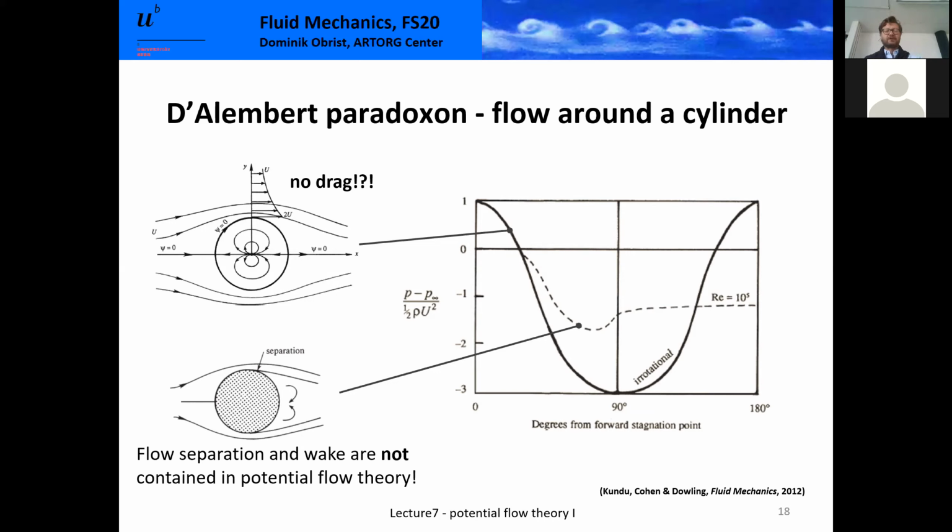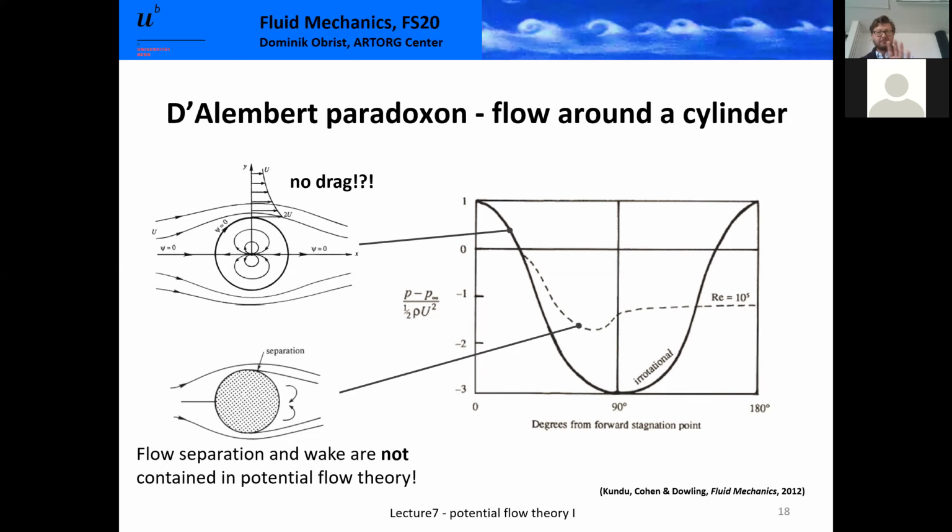It's not just like that for the cylinder. You can show mathematically that for any closed object, drag is always zero, which is of course completely wrong, right? We all know that. And that is one of the big drawbacks of potential flow theory. It's very good to compute streamlines, at least on the upstream side. Very simple, very quick, but it's completely useless if you want to compute the drag of an object.